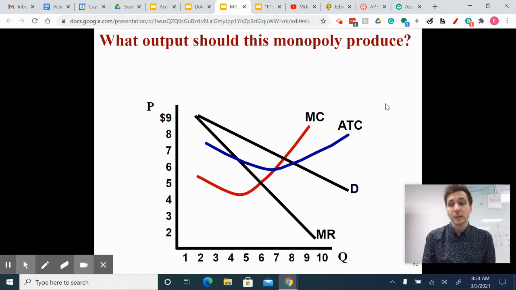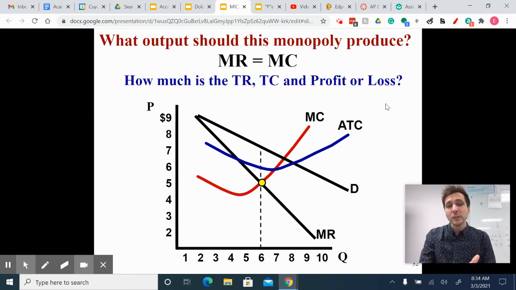Marginal cost and average total cost are still the same. Can you find the quantity? Well, if the profit maximizing rule applies, then the quantity is found where MR equals MC. Even though there's a lot of noise here, and maybe it's unfamiliar noise, MR equals MC still wins, which means that I'm going to produce at this point a quantity of 6.